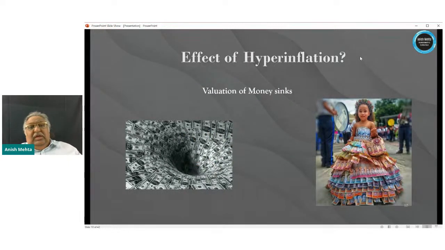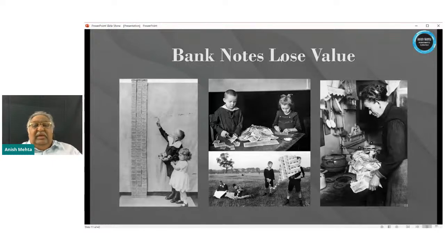What would be the effect of hyperinflation? The valuation of the money will sink. Once the valuation of the money sinks, the money starts getting used not only as money, but in various other ways. Like you can see here, it's used to make a dress. Here, kids are playing with it as toys, making kites. They are used as a burning material for cooking. So basically, it shows that the money has absolutely lost its value.